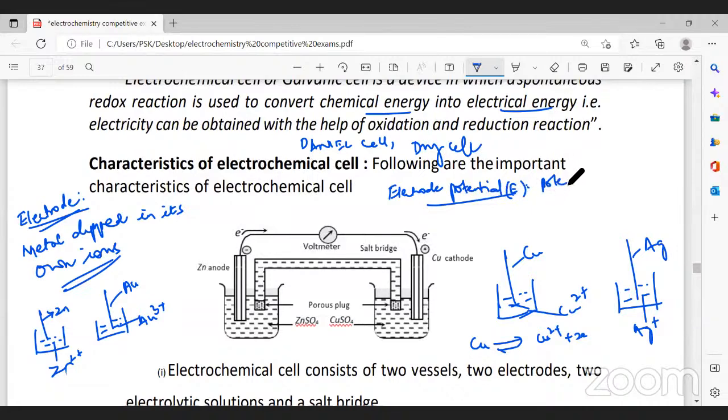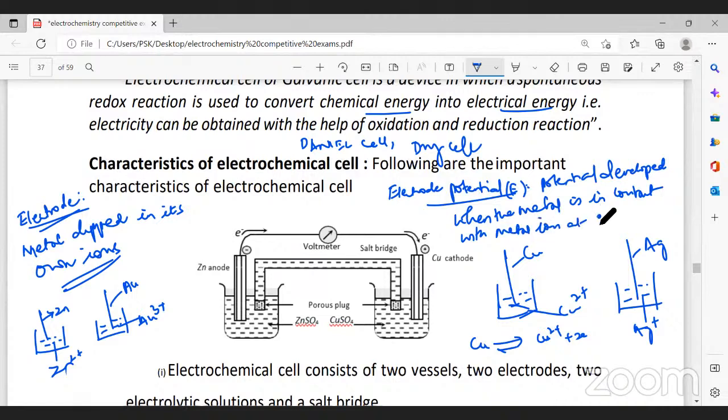Electrode potential: the potential developed when the metal is in contact with metal ions at equilibrium.